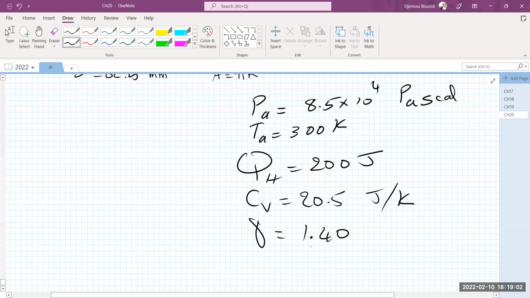A, calculate the total work done in one cycle in each cylinder of the engine and the heat released when the gas is cooled. Okay, we need to find W. That's the question, and that's part A. And the heat released, so we need to find QC also.